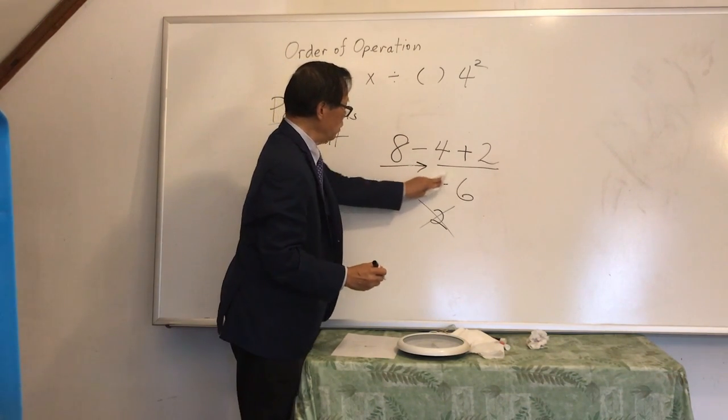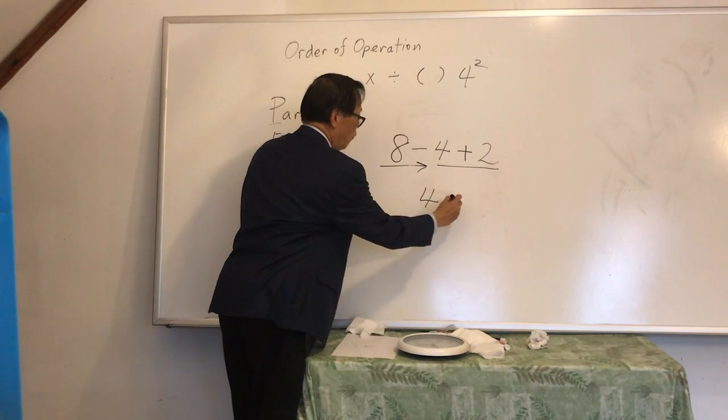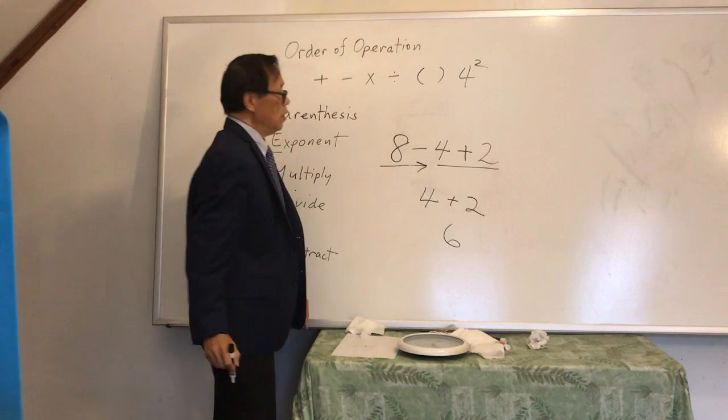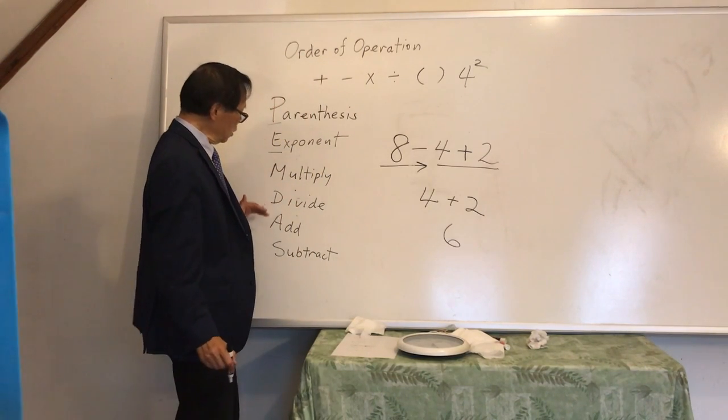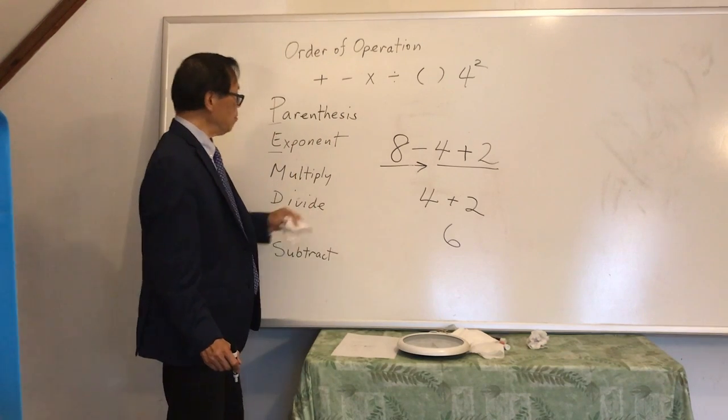So in other words, 8 minus 4 is 4, and 4 plus 2 is 6. So let us adjust this so that we don't run into trouble and make a mistake.